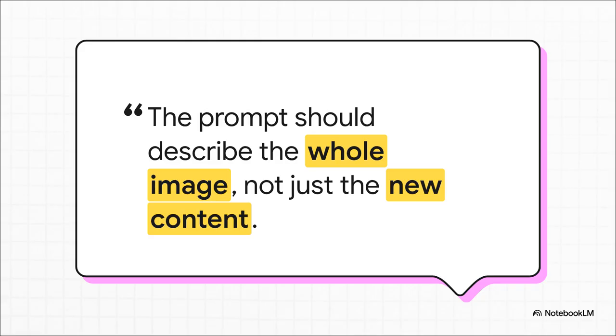But out of all these pitfalls, prompt mismatch is definitely the most common trap for beginners. You absolutely must describe the entire final scene to the model, not just the newly edited piece. If you mask a chair because you want to add a cat, and your prompt is literally just a cat, the model might generate a cat floating in a void, completely ignoring the room around it. You have to tell it the whole story. Say, a cat sitting on a chair.